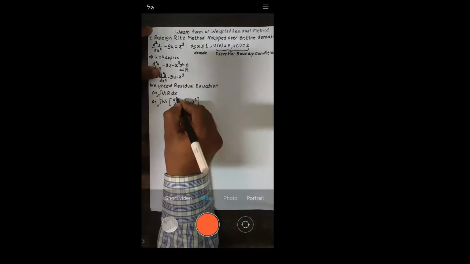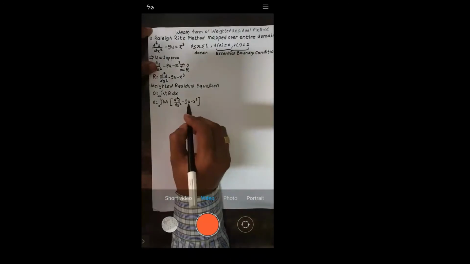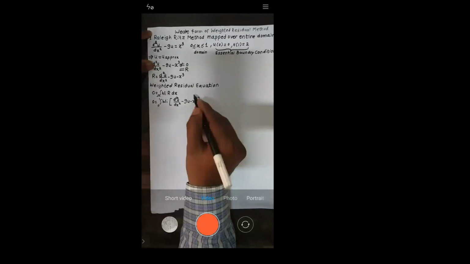Is it okay or not? d square u by dx square minus 9u is equal to x cube. So this is R into dx. Is it okay? This is R into dx. Now what we'll do, we'll just multiply it inside, right?